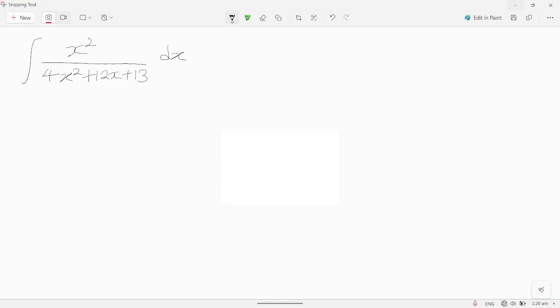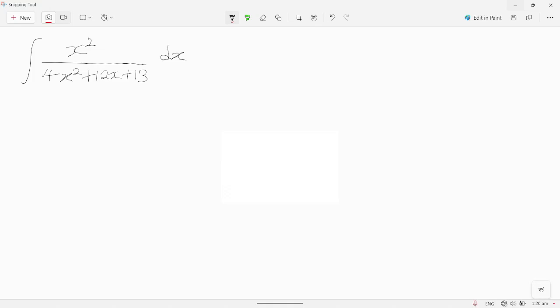So in this video, we're going to do this question, which is an integration question. We're asked to find the integral of x squared divided by 4x squared plus 12x plus 13. As seen from the question, the main ways of integrating are substitution, or trig substitution, or you can solve this question using partial fractions, then integrate.